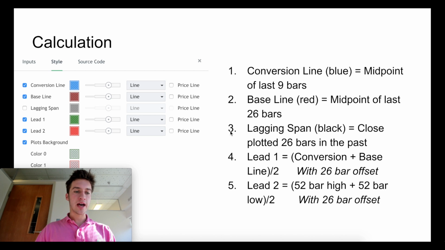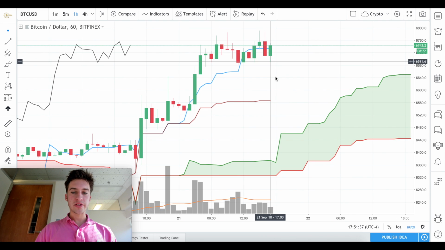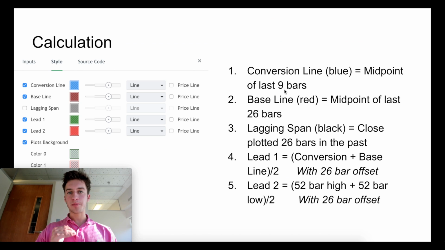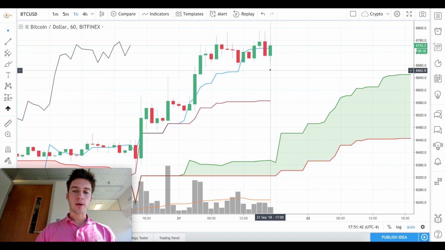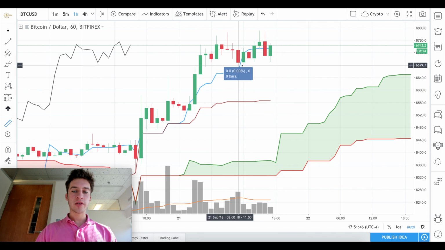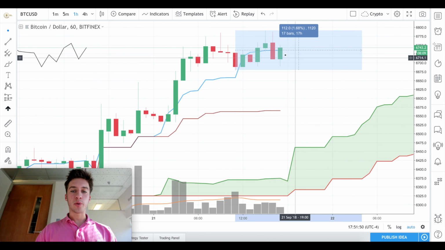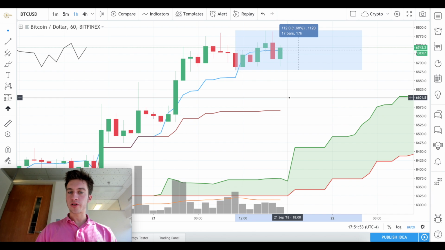The first line that we have is the conversion line, and that's the line in blue that we have here. To get the conversion line, it takes the last 9 bars and plots the midpoint. So I'm going to go back 9 bars, and we get the low of those 9 bars, which is there, and we get the high of the 9 bars, which is there. That midpoint is going to be our blue line, or the conversion line.